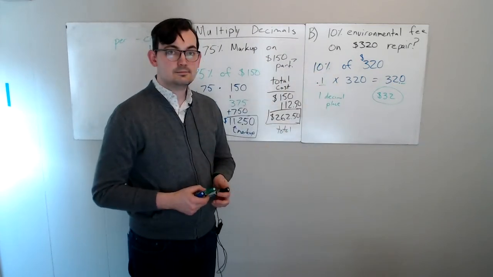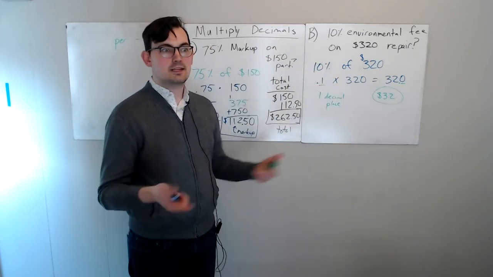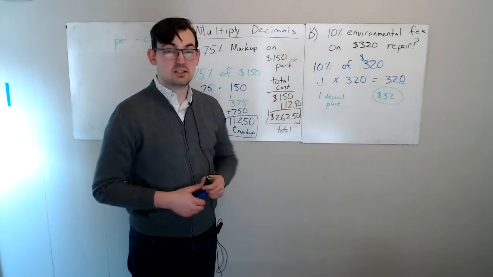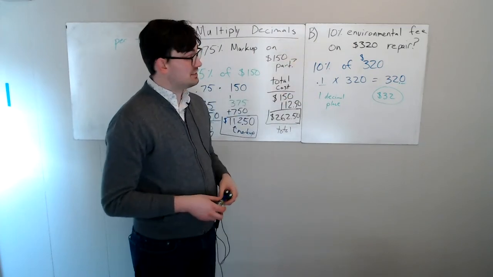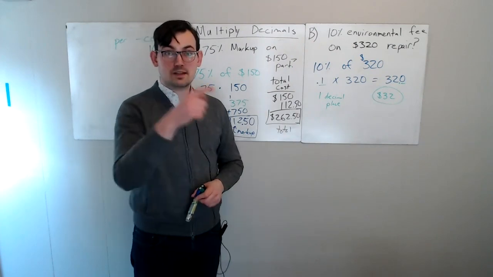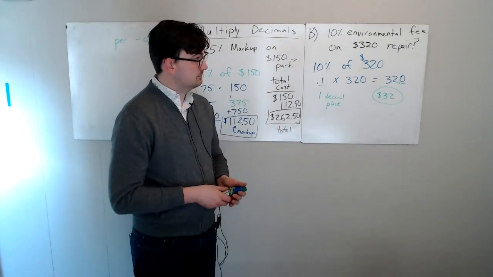And that's the nice thing about multiplying and dividing by 10: we just move the decimal once, right? 10% is 1/10. So we could say, hey, it's dividing by 10. Just move that decimal over 1. All right.